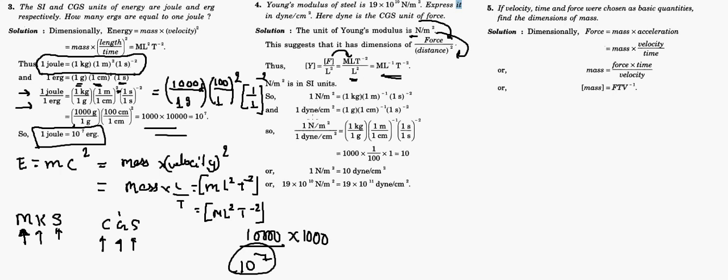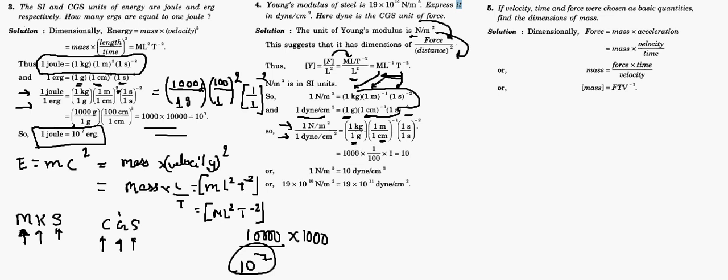So 1 Newton per meter square is there. For mass we'll have 1 kg, for length 1 meter, and for time 1 second. In CGS, it is 1 dyne per centimeter square, where mass is in gram, distance is in centimeter, and the second remains the same. In the same way as the previous problem, we divide 1 Newton per meter square by 1 dyne per centimeter square. Put the mass unit first: SI is kg, CGS is gram, then 1 meter upon 1 centimeter, and time is 1 second each. Now we need to convert into CGS.